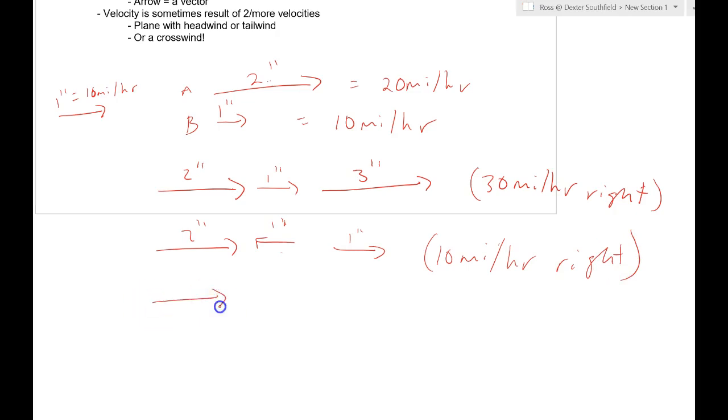If this was 2 inches and this one was 3 inches, well, that's going to flip me around. If this is me and this is like wind, right, a headwind coming and slamming into me, it would turn me around. It would result in me going backwards in this direction, 1 inch, right, a 1 inch vector, so 10 miles an hour to the left. Now it would flip me, the object, around.